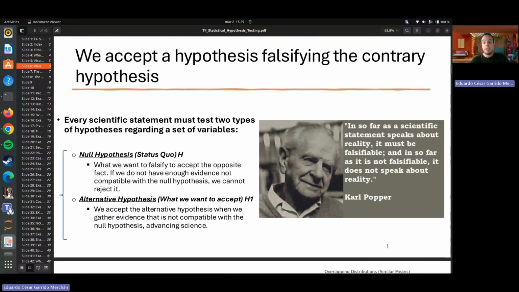Okay, so this is basically based on the philosophy of Karl Popper. You can see him right now, a famous philosopher. Then the only way to talk about science is through falsification of hypotheses.